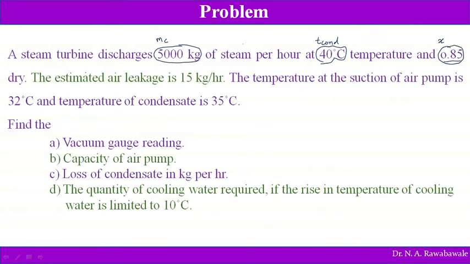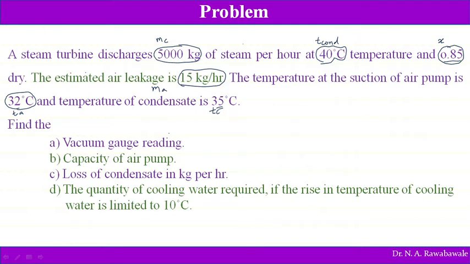The estimated air leakage is 15 kg per hour. So air is going to leak into the condenser. Mass of air, that is 15 kg per hour, is the amount of air that is leaking into the condenser. Temperature at the suction of the air pump is 32 degrees Celsius. So the temperature of air at the suction of the air pump is given, TA is 32 degrees Celsius. The condensate which is coming out of this condenser, TC, is 35 degrees Celsius.